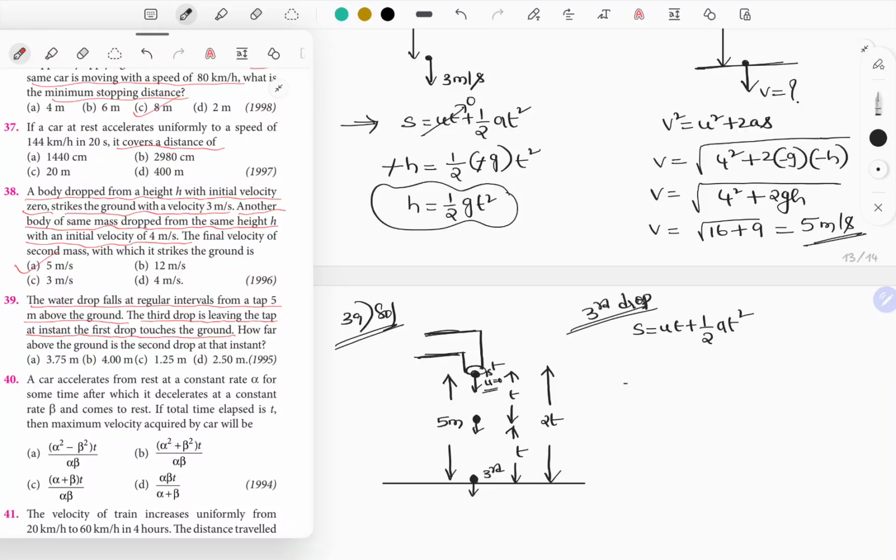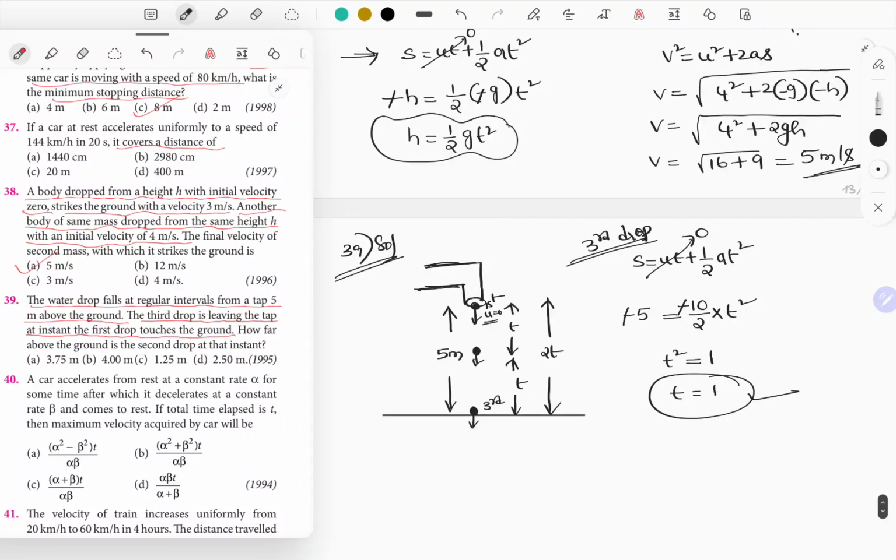Then s is equal to minus 5 meter, which is equal to initial velocity 0 plus... Did they give acceleration due to gravity? No, they haven't. You can take that as 10. It is going to be 10 by 2 into t square. It is minus, a is equal to minus, minus minus will get cancelled, 10. So t square is equal to 1. Then t is equal to 1. So it means the time interval between each and every drop is going to be 1 second.